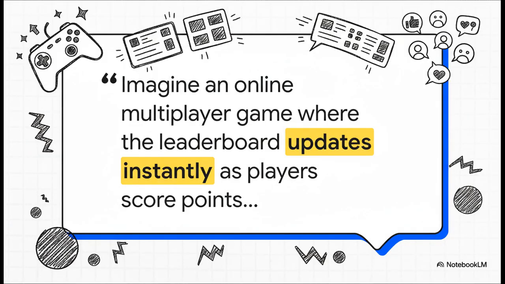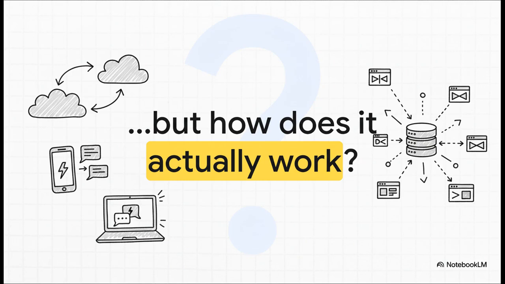Okay, picture this. You're in the middle of an intense online game, and that leaderboard is just changing on the fly, showing every single point as it's scored. Or maybe you're scrolling through social media and new comments are just popping up right under a post, instantly. That seamless, instantaneous feeling. That's what we've come to expect from the modern web, right? But have you ever just stopped for a second to wonder how it all works? What's the actual technology making that live interaction even possible?